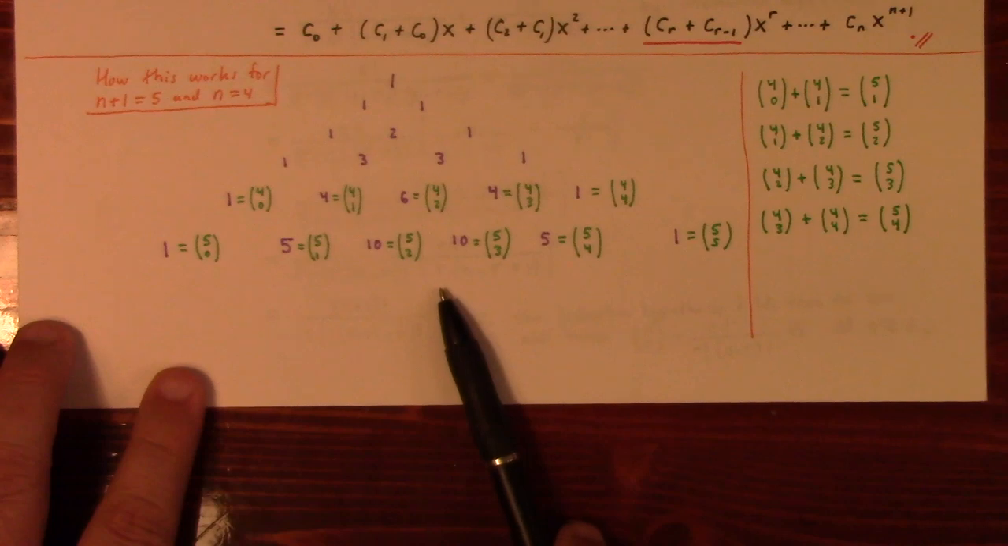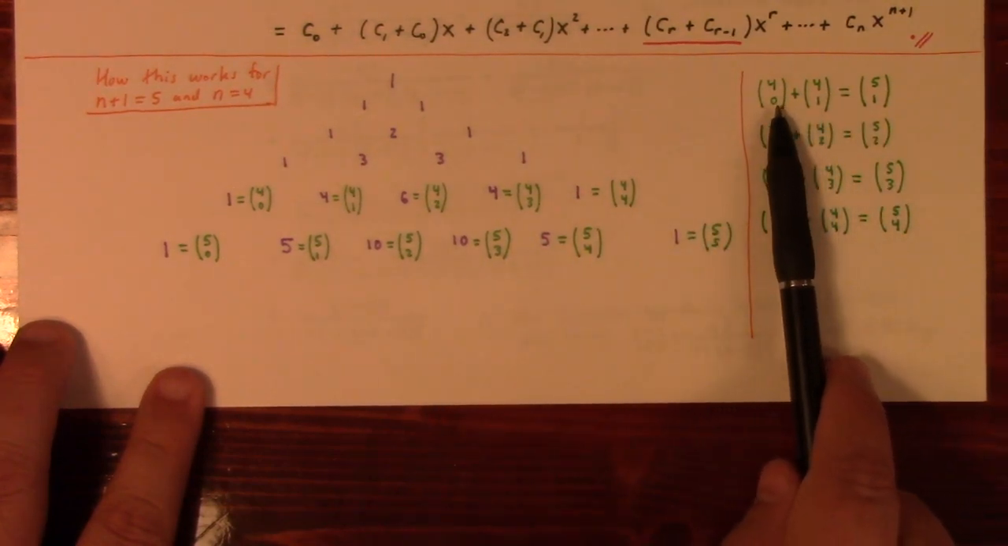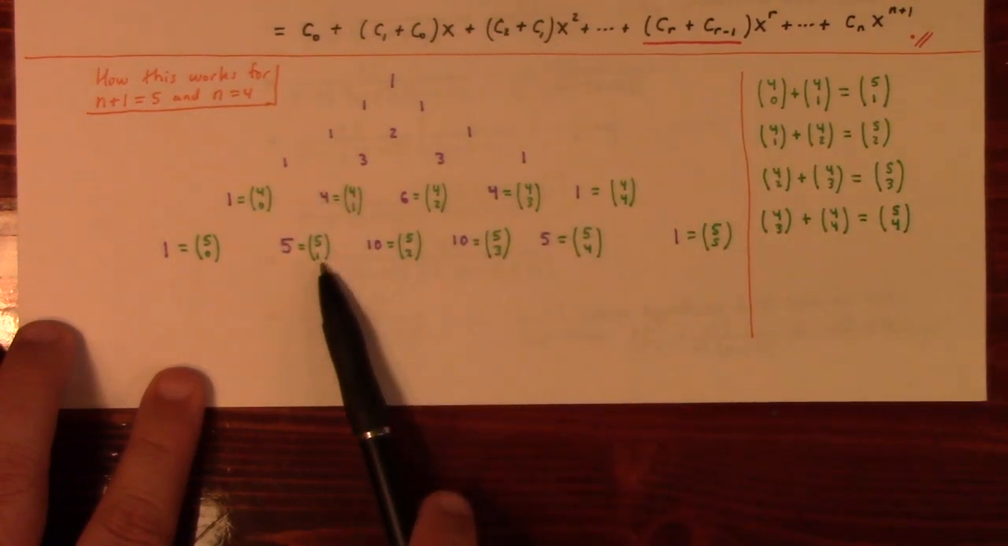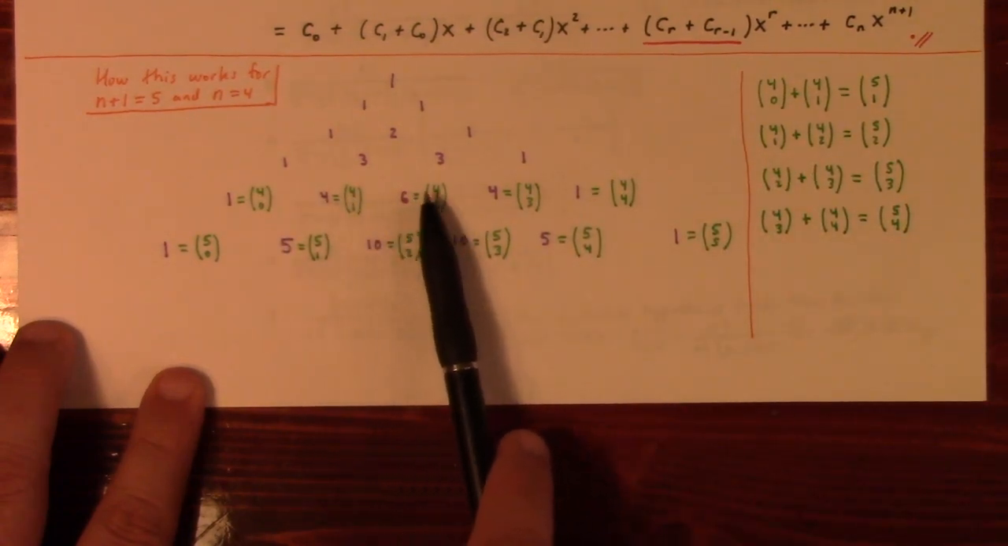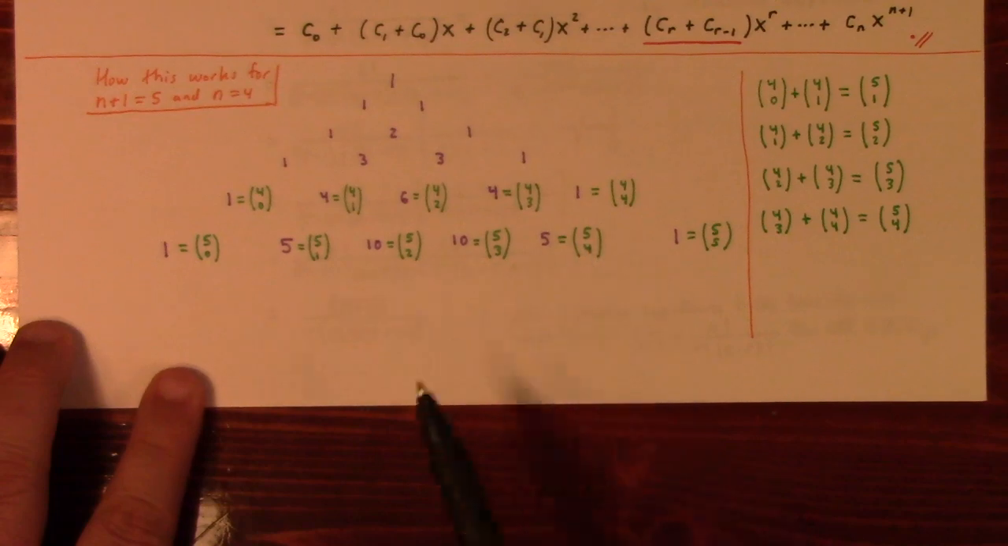And as you can see, illustrating the theorem we just proved, if you add 4 choose 0 to 4 choose 1, you get 5 choose 1. Right? This plus that gives me that. Likewise, that plus that gives me that. That plus that gives me that. And that plus that gives me that.